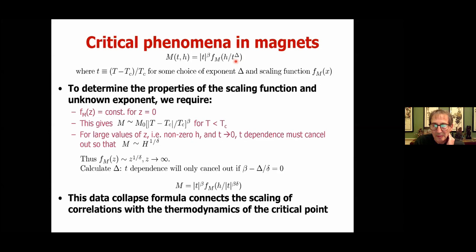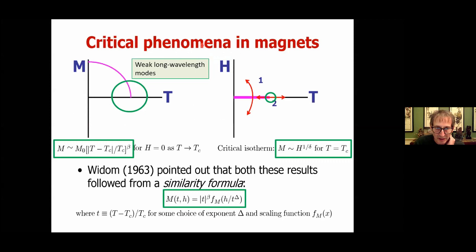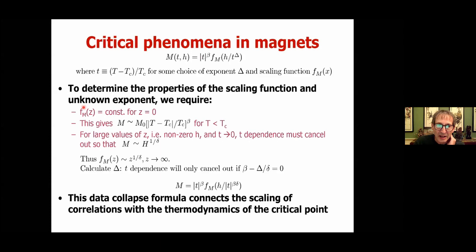So what do we know about this? Well, if we were to sit at z equal to zero, that means the external magnetic field is equal to zero. If the external magnetic field is zero, but the temperature is not equal to Tc, then the argument of the scaling function is zero, and the magnetization should scale as t to the beta, which is indeed this stylized fact over here. So what that means is that the scaling function should be a constant when z is equal to zero.